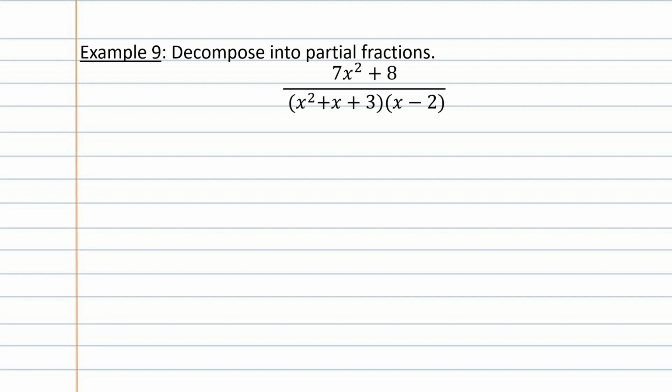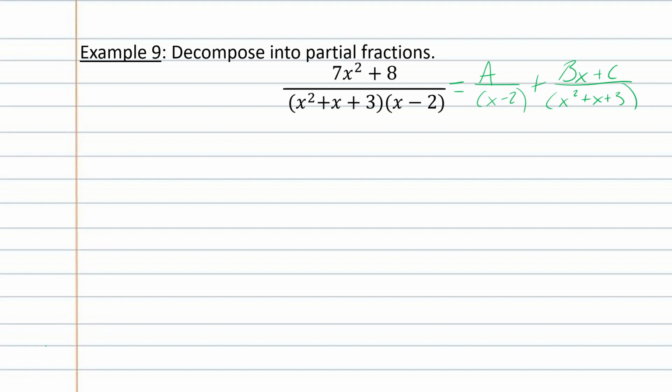Here it says we need to decompose this one into partial fractions. Here I have 7x squared plus 8 over x squared plus x plus 3 times x minus 2, all in the denominator. Okay. Now, I'm going to set this one up. Linear term first: A over x minus 2 plus bx plus c in your numerator all over your quadratic, which is x squared plus x plus 3. All right, let's do this.